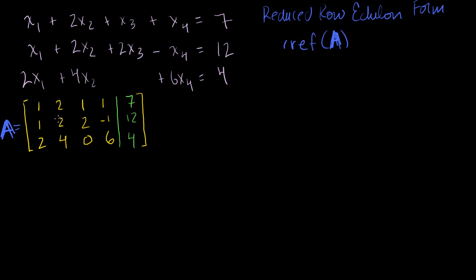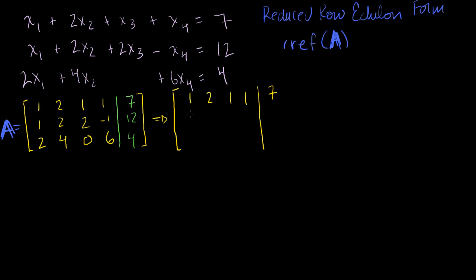So let me replace this guy with that guy with the first entry minus the second entry. So let me do that. So I am just going to, the first row isn't going to change. It's going to be 1, 2, 1, 1. And then I get a 7 right there. That's my first row. Now, the second row, I'm going to replace it with the first row minus the second row. So what do I get?